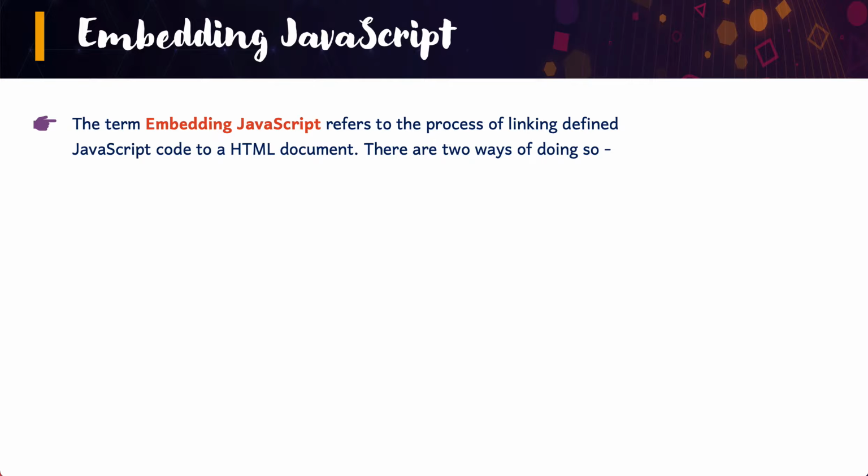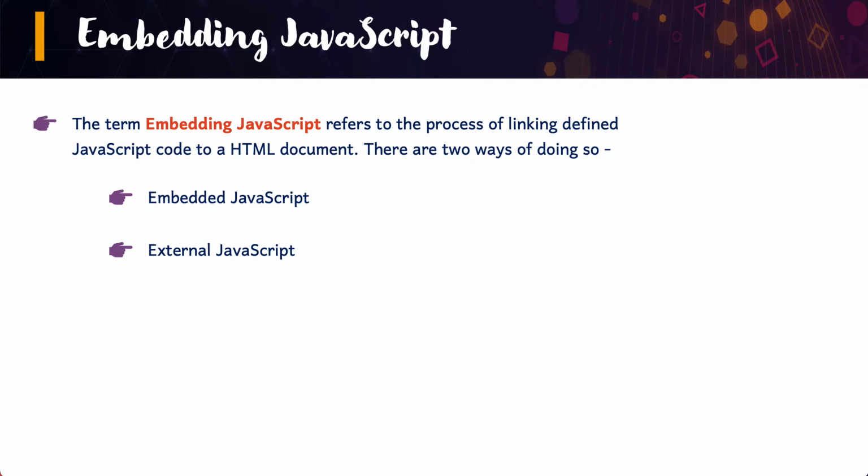This thing is essentially called embedding JavaScript. This term embedding JavaScript refers to the process of the created JavaScript. How do we link it to a HTML document? There are two ways of doing it. If you remember the CSS lesson, there were 4 ways of linking the defined styles to HTML. In JavaScript, though, there are only two ways of doing it. One is the external JavaScript, the other is the embedded JavaScript. I am just reading out in the reverse order.